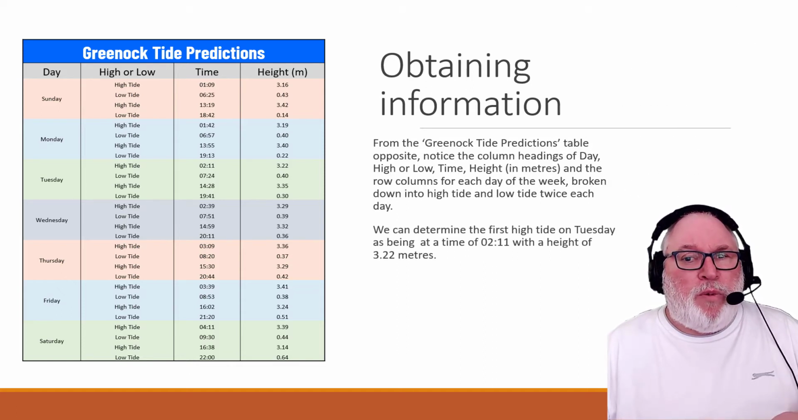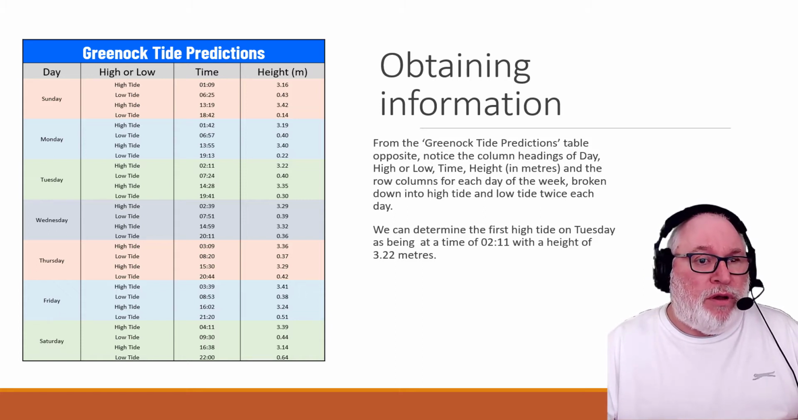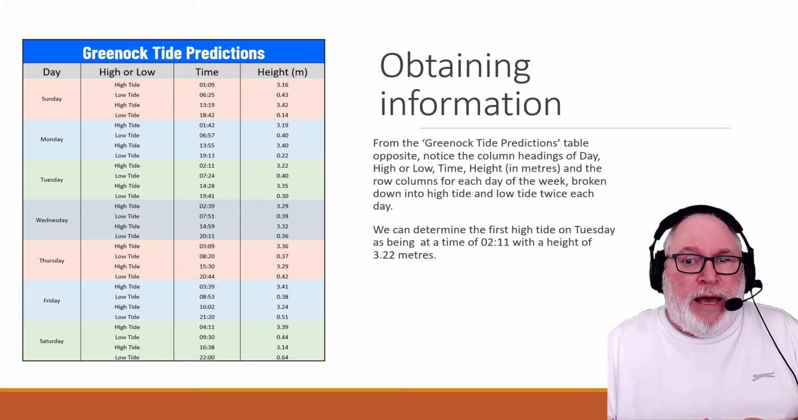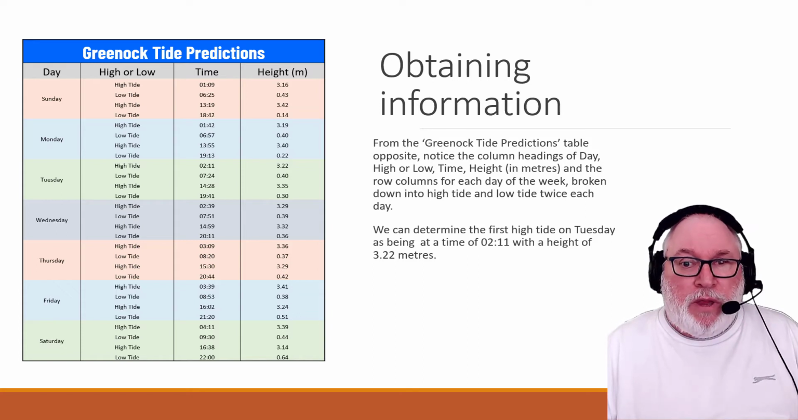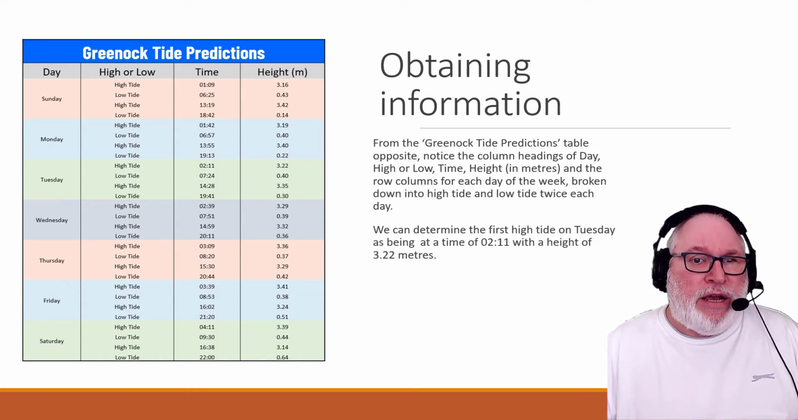So, for example, we can determine the high tide for Tuesday. If you just look down, Sunday, Monday, Tuesday, there's Tuesday, and we can look to see that the high tide is 11 minutes past 2, and also there's another high tide at 28 minutes past 2 in the afternoon, 14:28. We can also see the height. So the height of the first high tide on a Tuesday is predicted to be 3.22 metres.